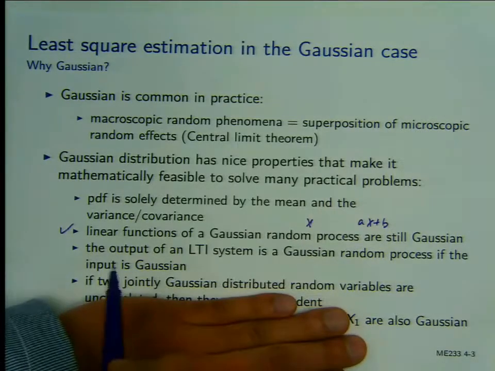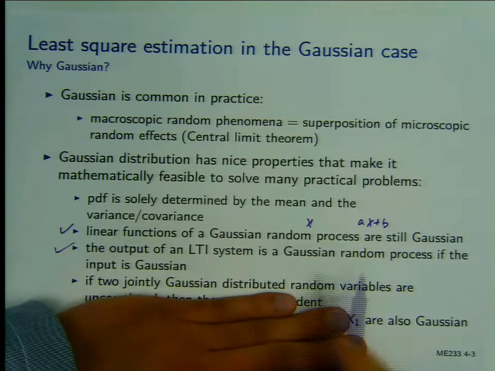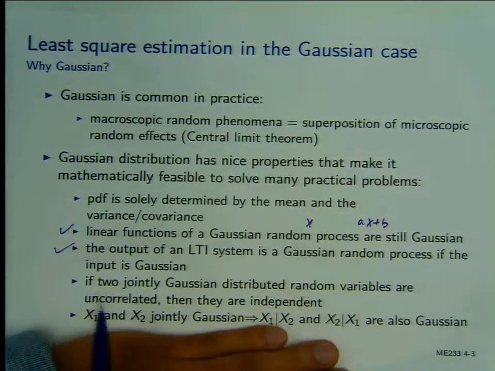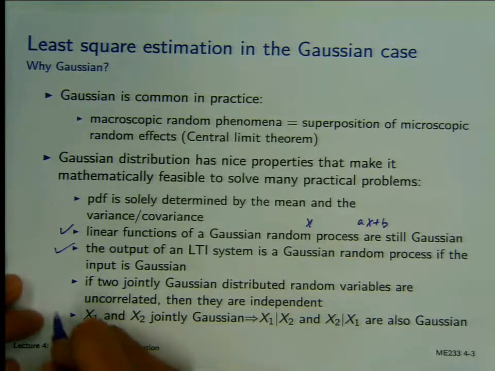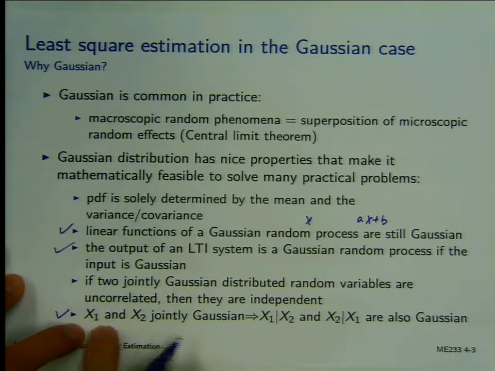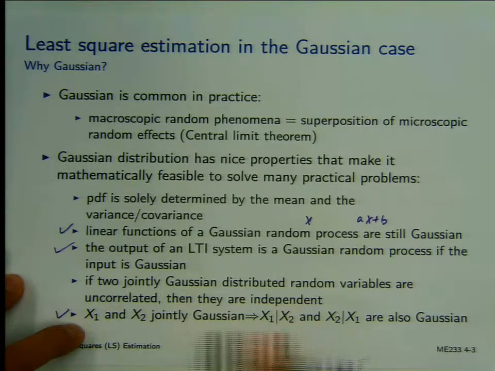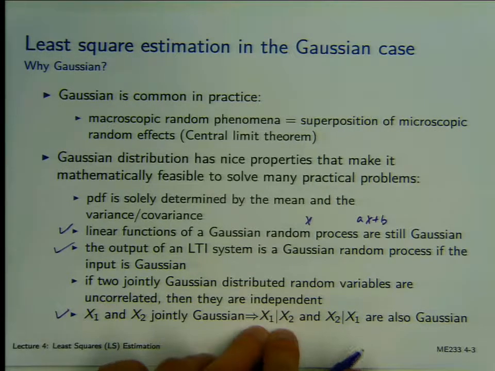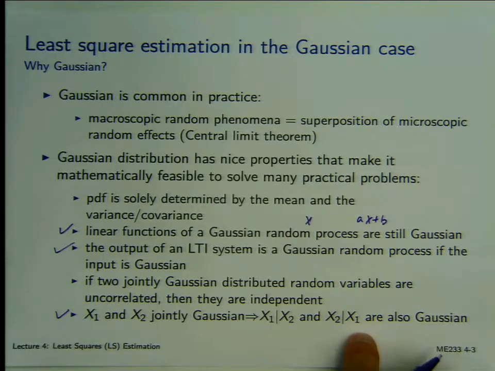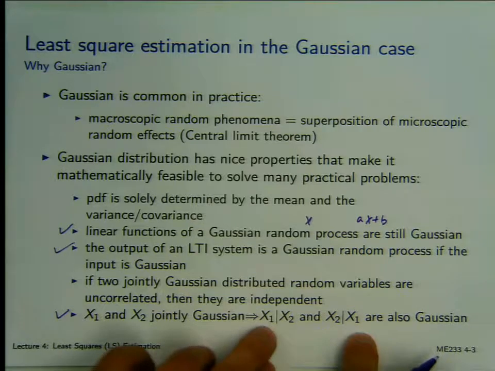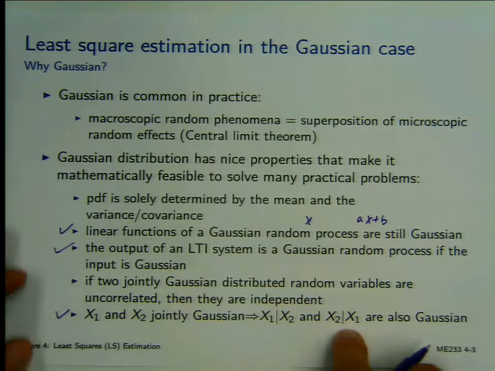Now, I have mentioned this. Output of an LTI system is Gaussian if the input is Gaussian. Okay? This guy we have talked about also. So if x1 and x2 are jointly Gaussian, then the conditional distributions are Gaussian. This is the result where we did the mathematical evaluation of the PDF two lectures ahead. Okay?